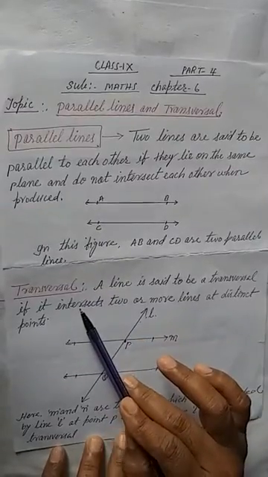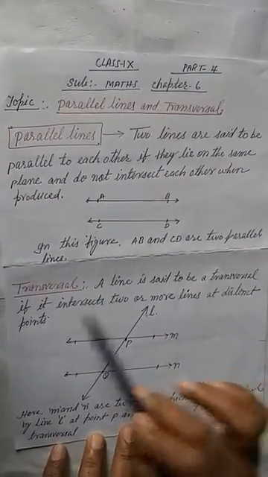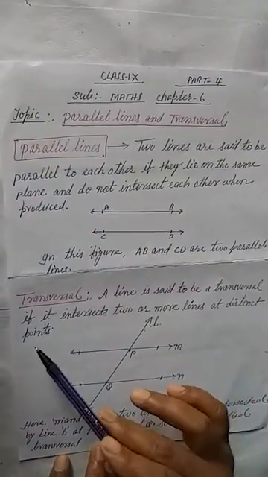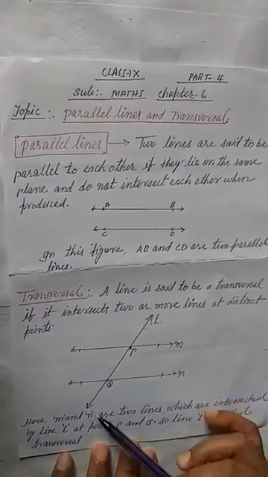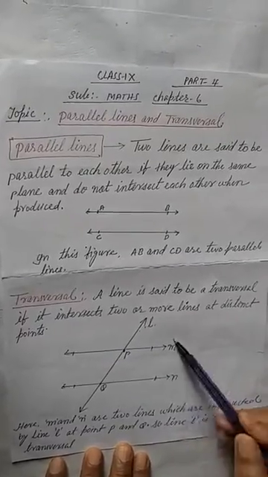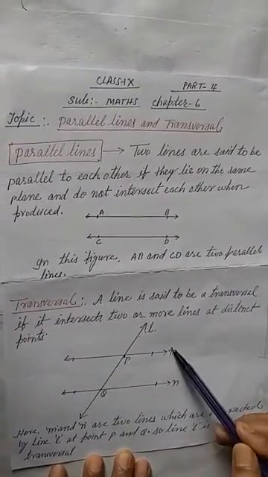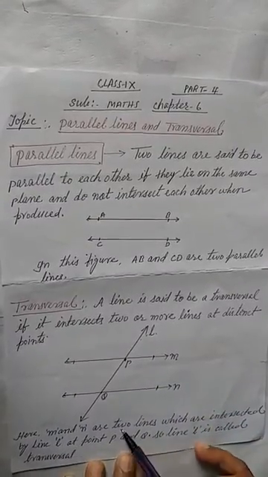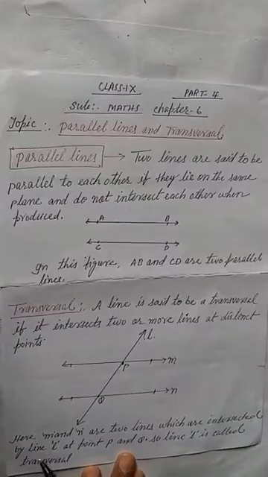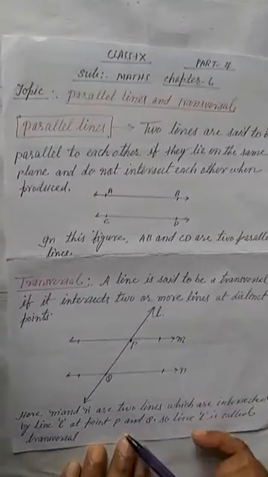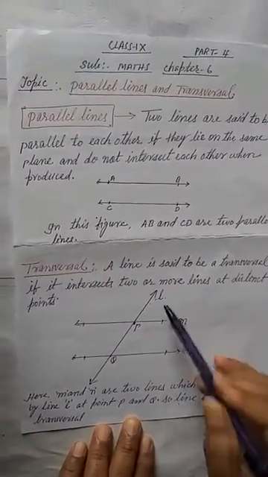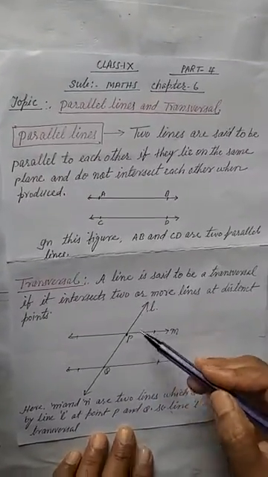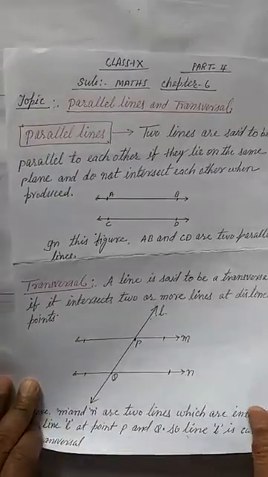Now transversals. Okay, students, a line is said to be a transversal if it intersects two or more lines at distinct points. So L is a transversal, and M and N are parallel lines, intersecting at two distinct points P and Q. Here M and N are two lines which are intersected by line L at points P and Q. So line L is called a transversal. I hope you have understood my lecture. Thanks.